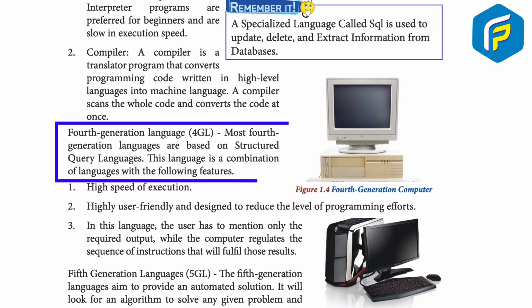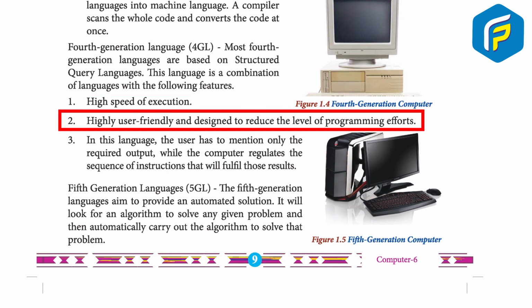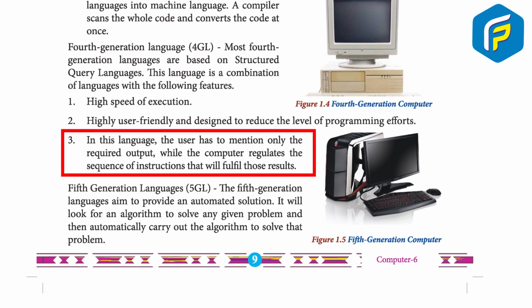Fourth generation language, 4GL. Most fourth generation languages are based on structured query language. This language is a combination of languages with the following features. 1. High speed of execution. 2. Highly user-friendly and designed to reduce the level of programming effort. 3. In this language, the user has to mention only the required output, while the computer regulates the sequence of instructions that will fulfill those results.